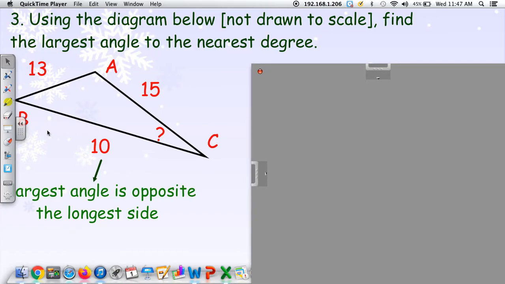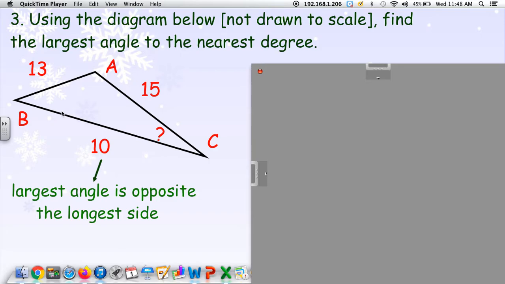so right here I am giving you triangle ABC and asking you to find the largest angle to the nearest degree. So now, remember we said that the largest angle is opposite the longest side. Just like the smallest angle is opposite the shortest side. So I'm looking here for the largest side, which would be my 15. So 15 would be my side B. Therefore, my largest angle must be my angle B.